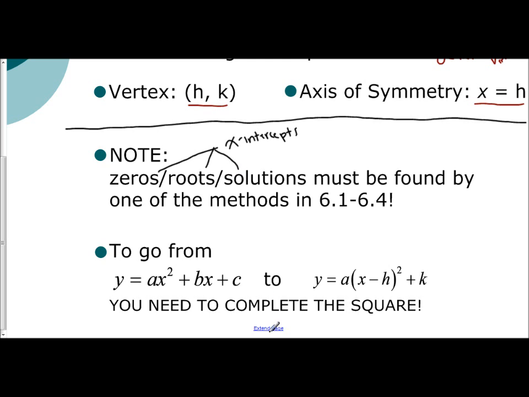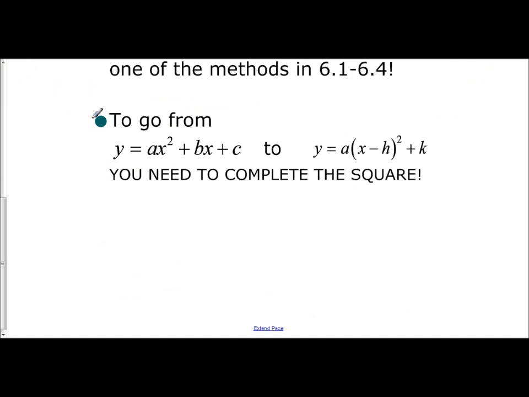And so let's go on to the next part. Now, to go from your standard form of ax squared plus bx plus c to your general form. So to go from your standard form, written like a trinomial, your quadratic term, then your linear term, and then your constant, to general form, vertex form, you have to, it's not optional, there's no other way, you must complete the square.